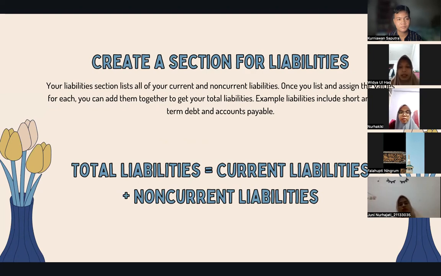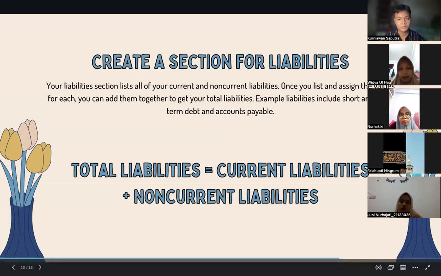Okay, next, create a section for liabilities. Your liabilities section lists all of your current and non-current liabilities. Once you list and assign the value for each, you can add them together to get your total liabilities. For example, liabilities include short and long-term debt and accounts payable. Total liabilities equal current liabilities plus non-current liabilities. Okay, the next slide will be explained by Juni.